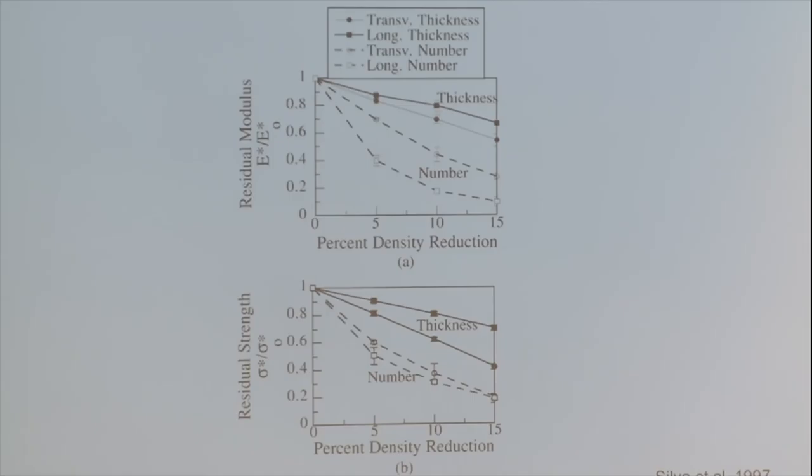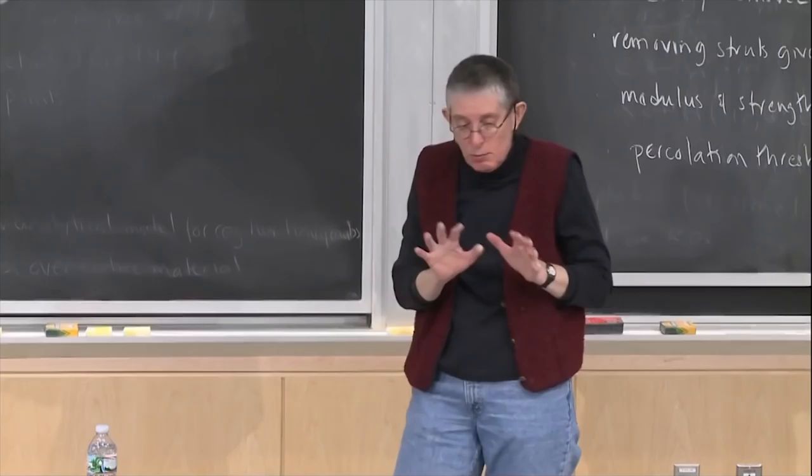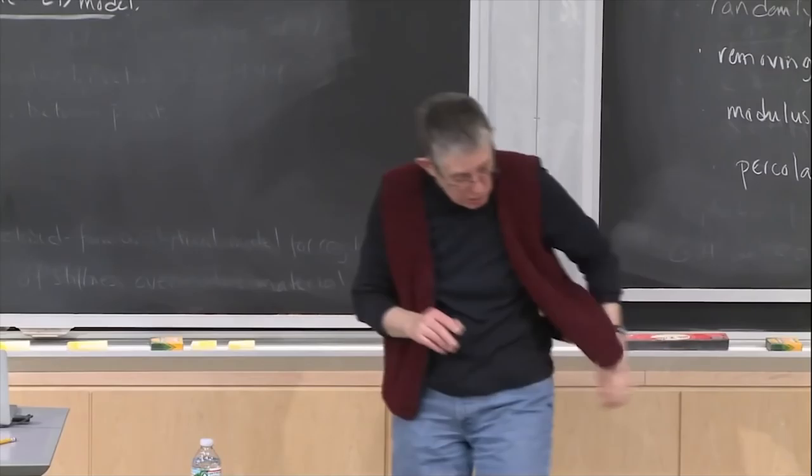Then this plot here is for the strength. Again, this is thinning, so thinning either the horizontal or the vertical ones. And then this is for removing struts, and again, removing more to reduce the density more. So you can see we're working our way to more complex models here. This one here was looking at the bone.